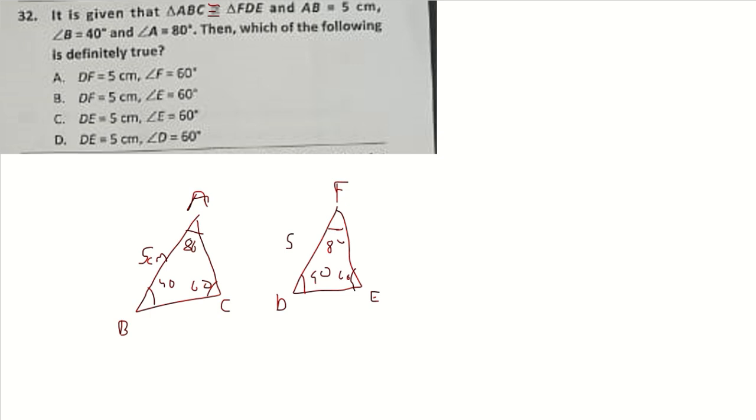Which of the following is definitely true? DF is 5 centimeter or DE is 5 centimeter? Answer is DF. DE could be 5 centimeter, but that's not definitely true. DF is definitely true. And then out of these two options, F or E is 60 degrees. E is 60 degrees. So the answer is option B.